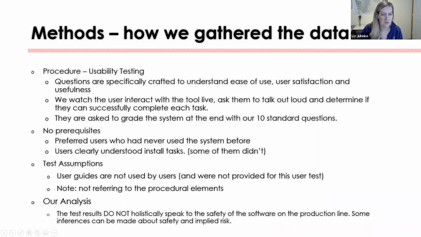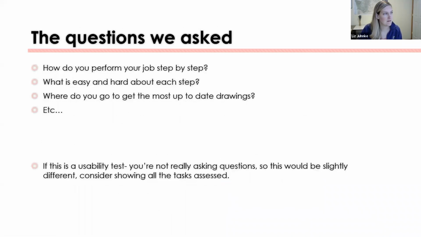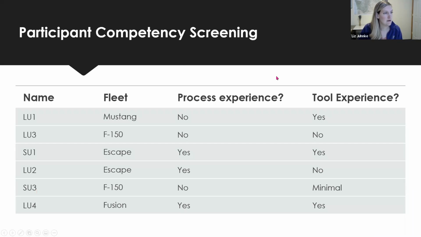So yeah, some notes on how we gathered the data. Some examples like, here are all the questions we asked in this research study. If it's a usability test, it might be more, what tasks did we assess? Anything of note in your participants, how you screened the participants. So here we talk about what experience level they had. Again, is that speaking to the satisfaction or the ease of use ratings?